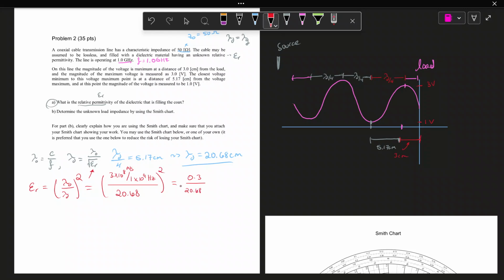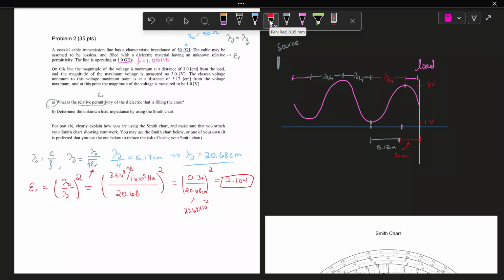I forgot something. This squared is important. Let me make sure that's right. Yes, that should be right. But remember, this is in meters and this is in centimeters, so this needs to be 20.68 times 10 squared. Going from centimeters to meters you get smaller, so this should be 10 to the -2. So you get 2.104 as your voltage standing wave ratio.